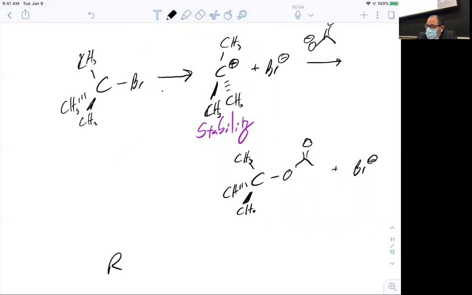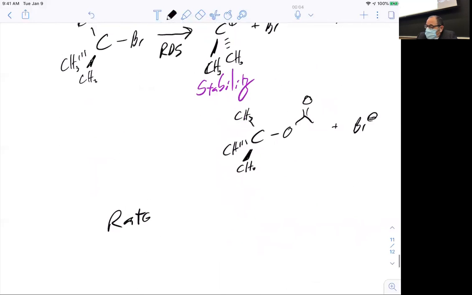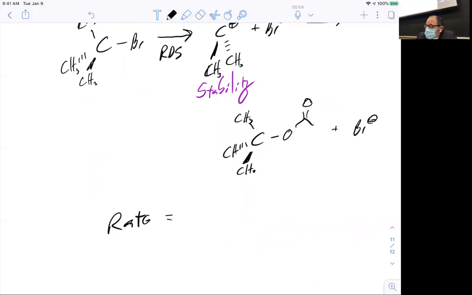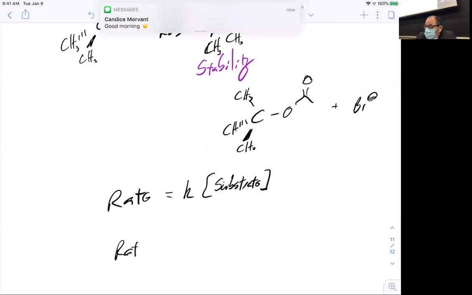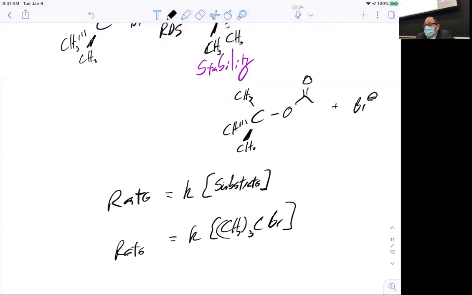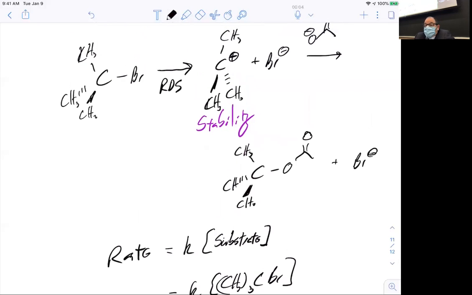So my rate here, if this is the rate determining step, is going to be k times the concentration of my substrate. In this specific example, my rate is going to be equal to k times the concentration of this CH3 bromide.